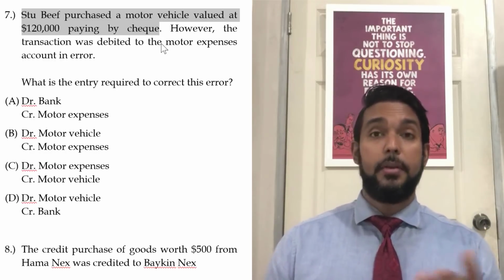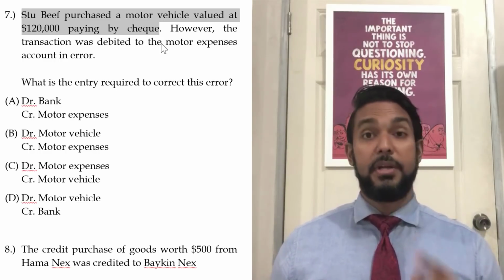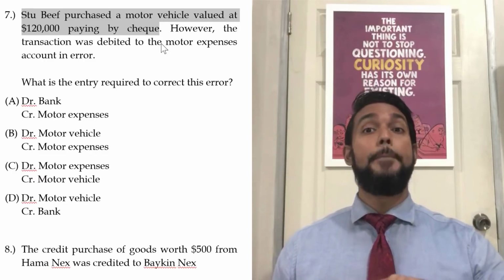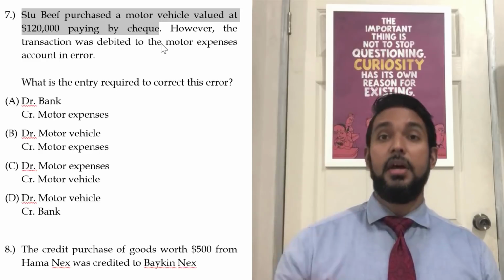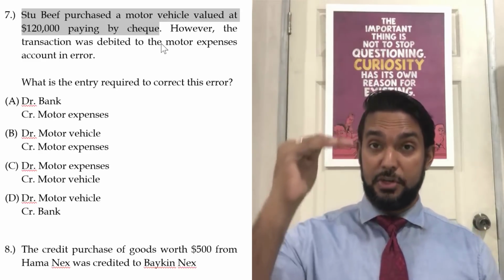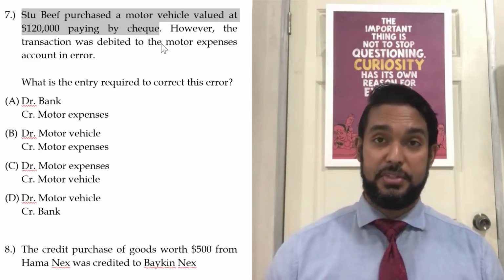And of course, we would credit bank. Why are we crediting bank? Because bank is also an asset, and if we make a payment, money is coming out of bank, which is going to cause bank to decrease. And bank is an asset. To record a decrease in an asset, you have to credit the asset account.